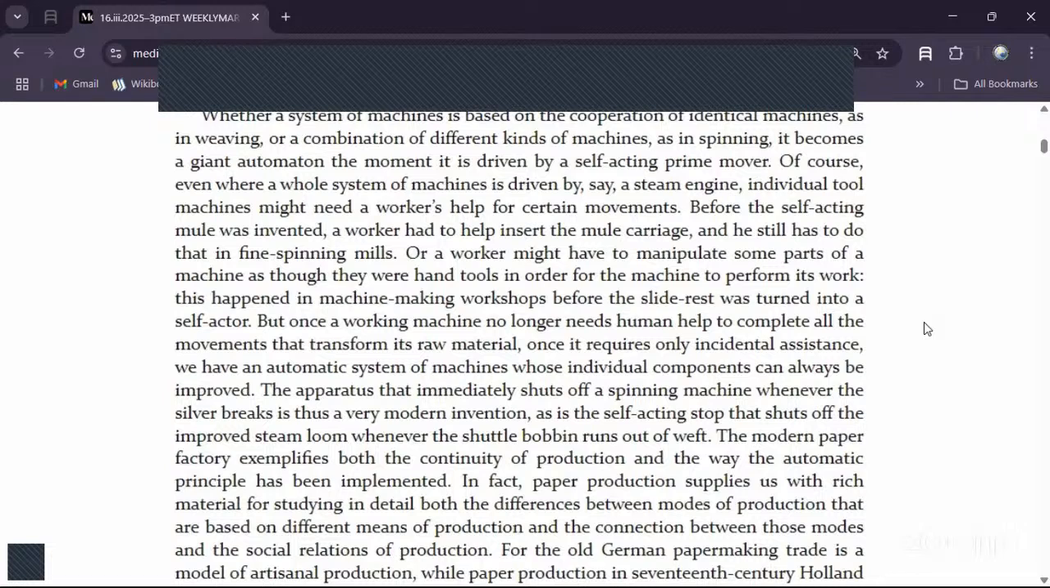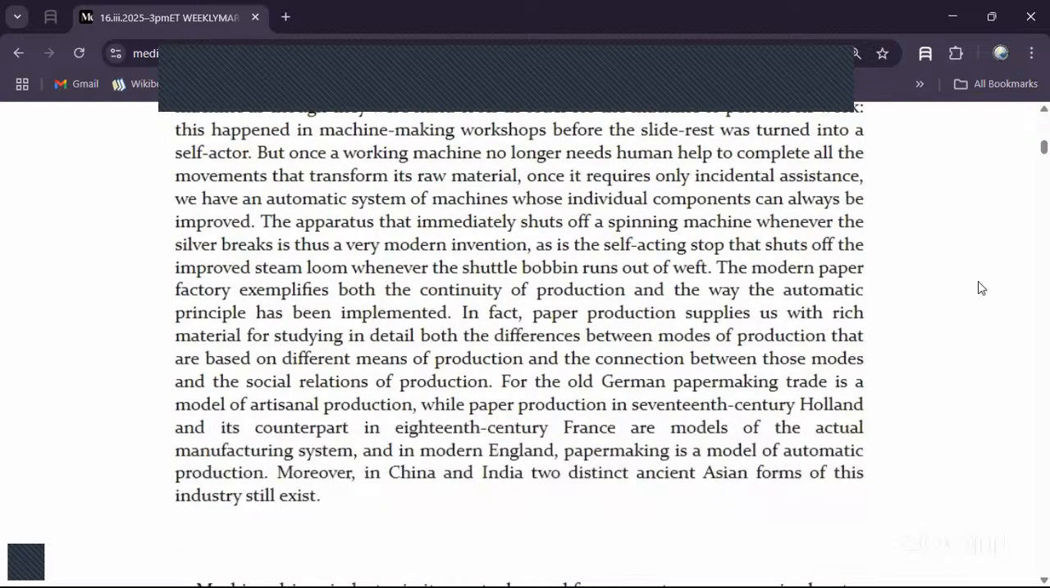But once a working machine no longer needs human help to complete all the movements that transform its raw material, once it requires only incidental assistance, we have an automatic system of machines whose individual components can always be improved. The apparatus that immediately shuts off a spinning machine whenever the sliver breaks is thus a very modern invention, as is the self-acting stop that shuts off the improved steam loom whenever the shuttle bobbin runs out of weft. The modern paper factory exemplifies both the continuity of production and the way the automatic principle has been implemented.